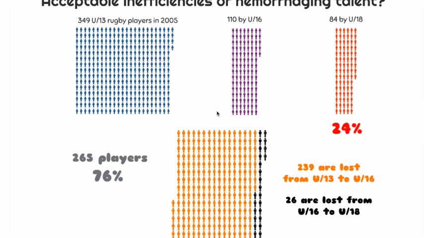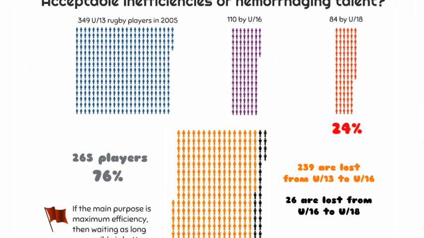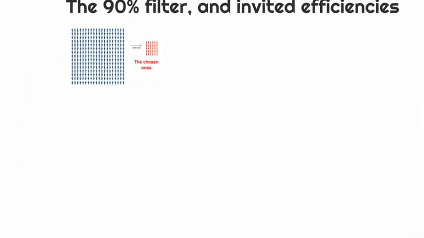Adolescence is the great filter. And so the players who are 13 here potentially are early developers whose advantage is cut away and made to disappear by 16, and that's why they disappear. And it's these players who've already achieved the physical development that will then continue in the system. So, the first flag then is, if the main purpose is maximum efficiency, then waiting as long as possible is better for you.